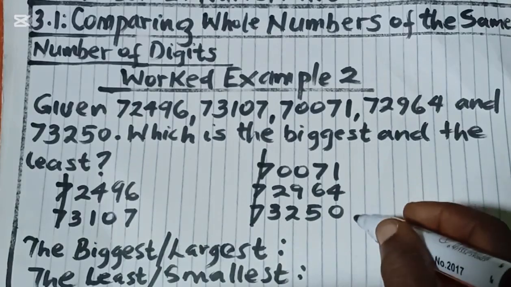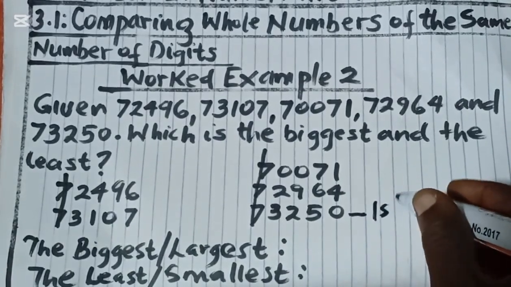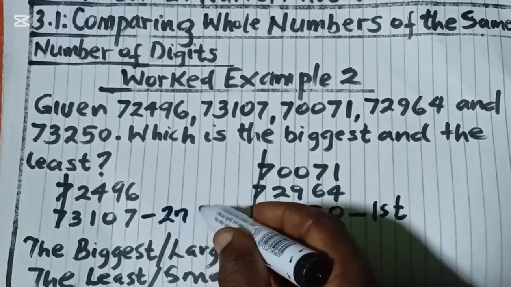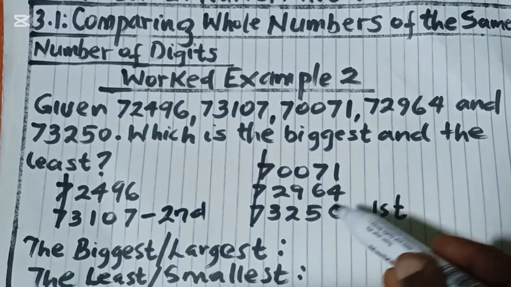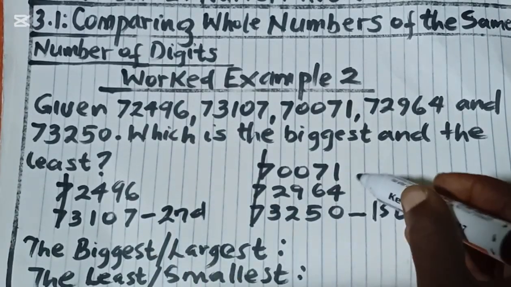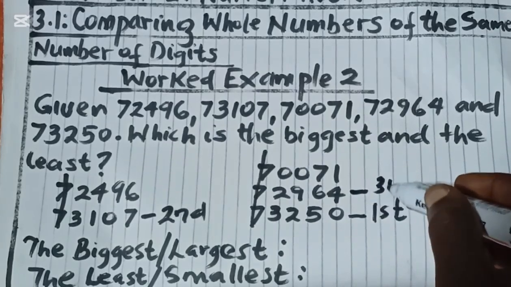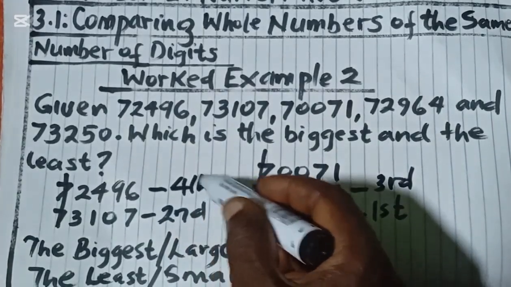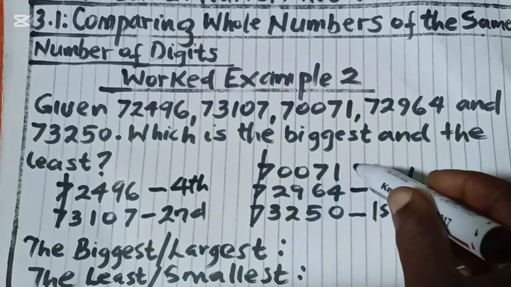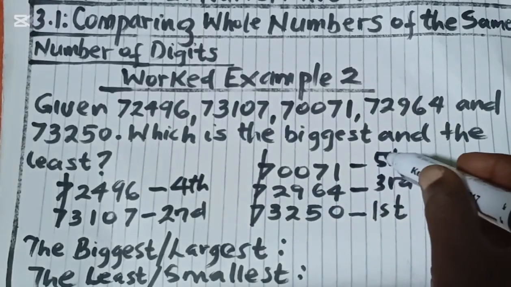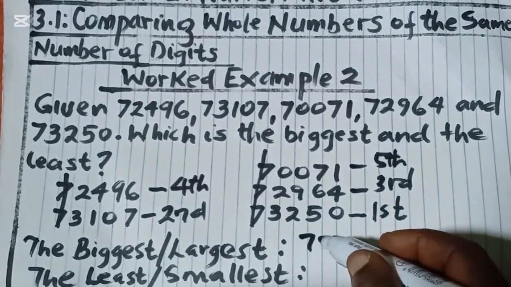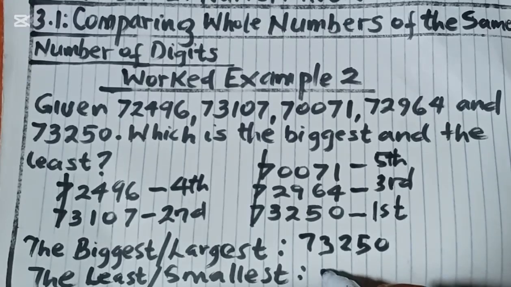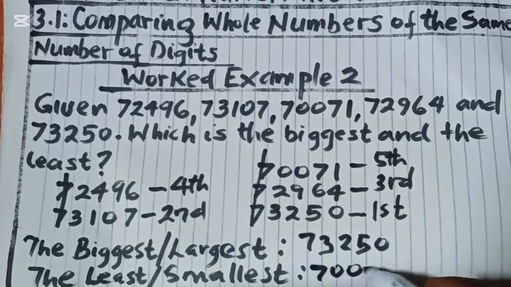So 3,250 takes the first position. 3,107 takes second position. 2,964 takes third position. 2,496 takes fourth position. And 71 takes last position. The biggest is 73250. The smallest is 70071.